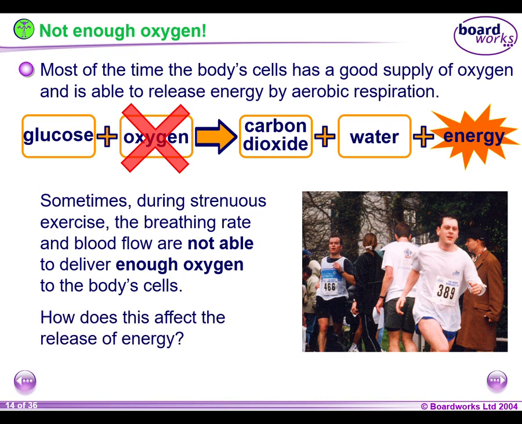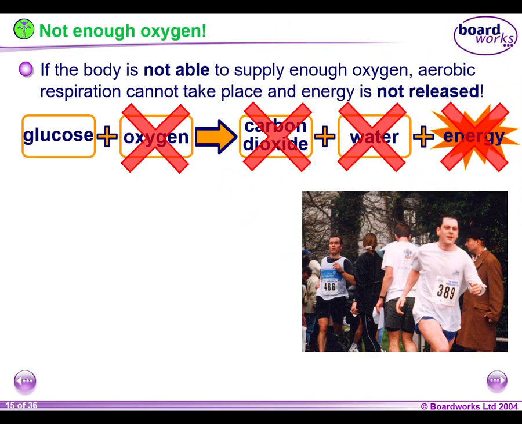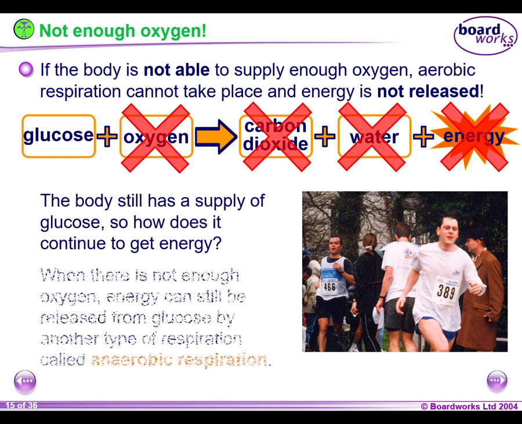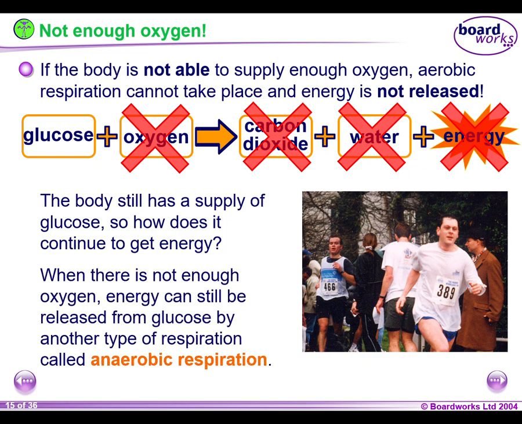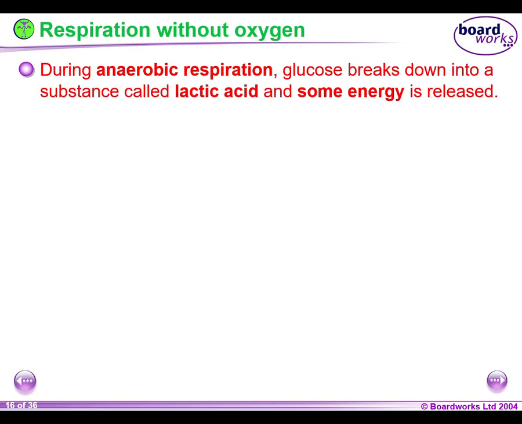So what does it do? Basically, what that means is you're not going to get as much energy as your cells require. If you can't get enough energy, you're not going to carry out any of the chemical processes that the cells need to. So what it does is temporarily, for a short period of time, it respires anaerobically. So it respires without oxygen. And when it respires without oxygen, it breaks down the glucose into lactic acid.